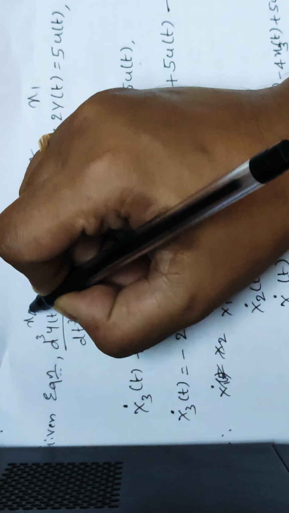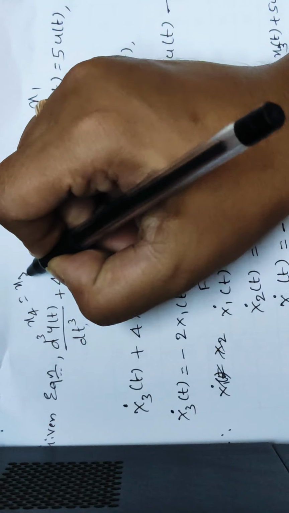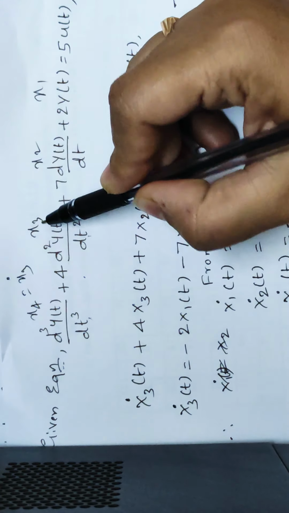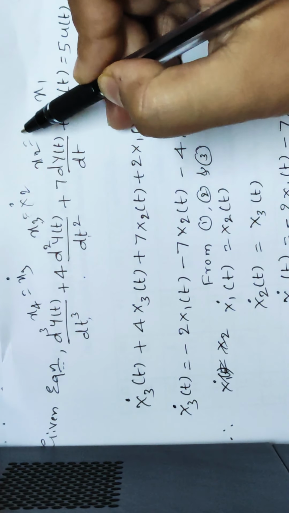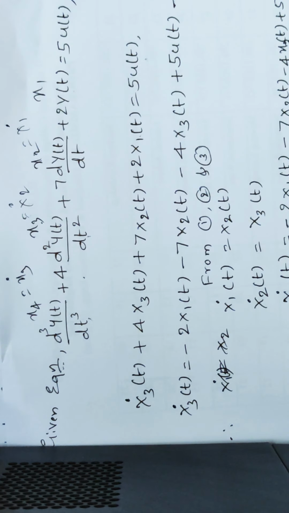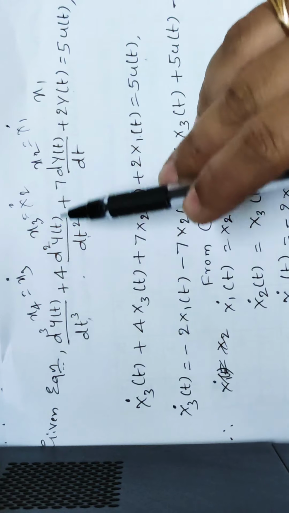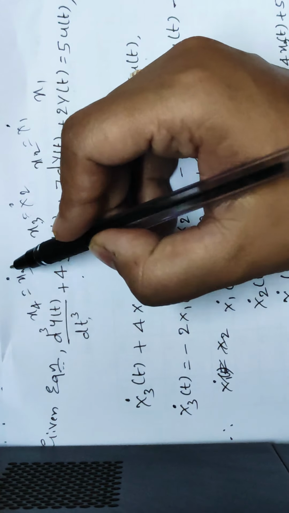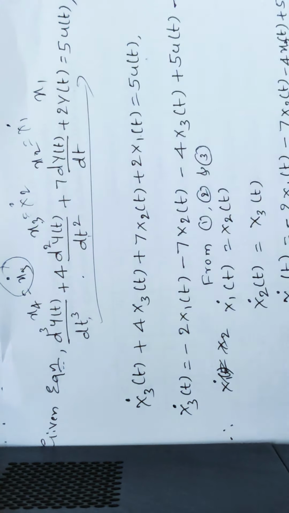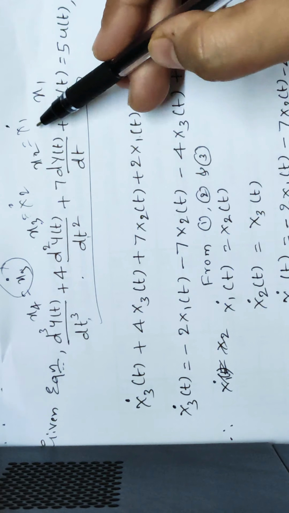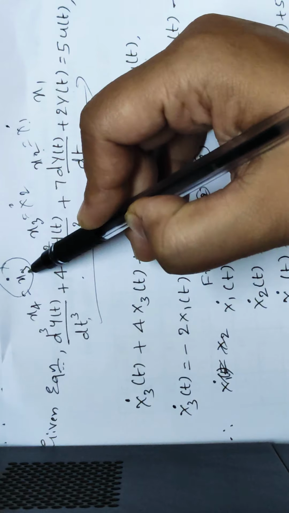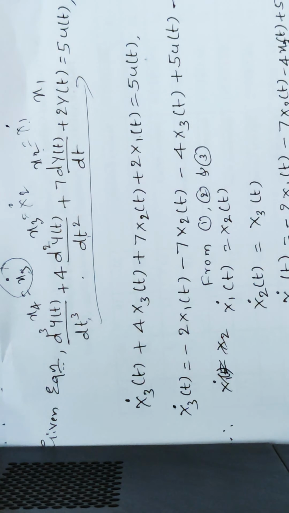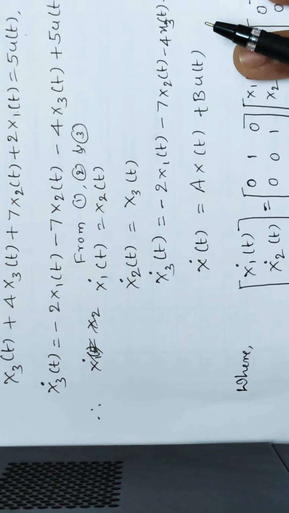This is not x4. x4 is nothing but the differentiation of the previous one. x3 is the differentiation of the previous one. x2 is the differentiation of the previous one. Right? x1, x2, x3, x4. So we have to write the equation x3 dot from the given equation. Next, x1 dot is equal to x2, x2 dot is equal to x3, x3 dot is equal to x4. This is our final state equations in the given problem.